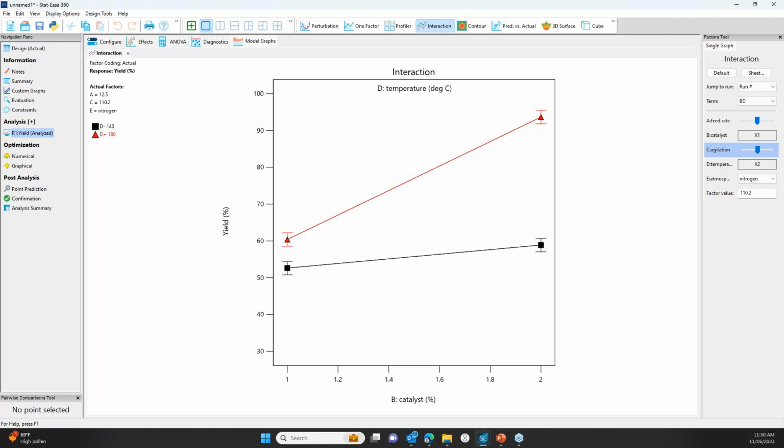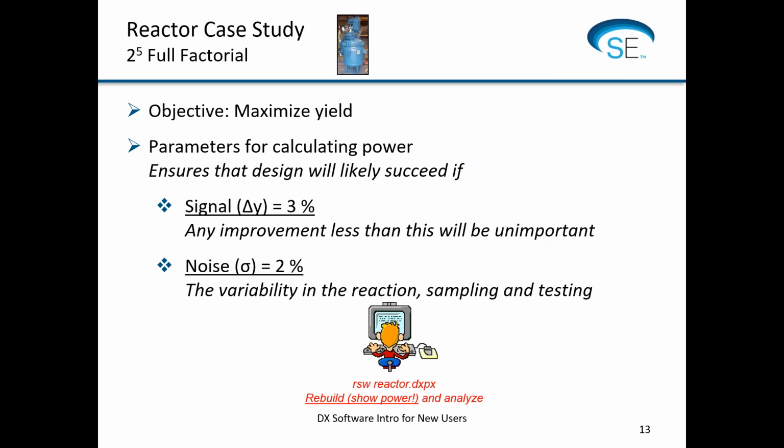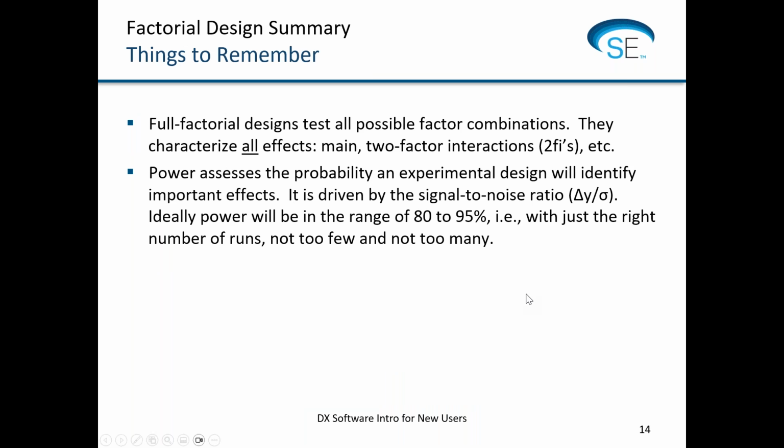Let's drop back to the slides for a moment. So things to remember: a full factorial tests all possible combinations that characterize all main effects and all the interactions that are possible, right? In this case, we had 5 factors that we could have estimated with a full factorial all the way up to the 5-factor interaction term, but that is highly unlikely to exist. So we might be able to shortcut this a little bit, do a little bit less work.